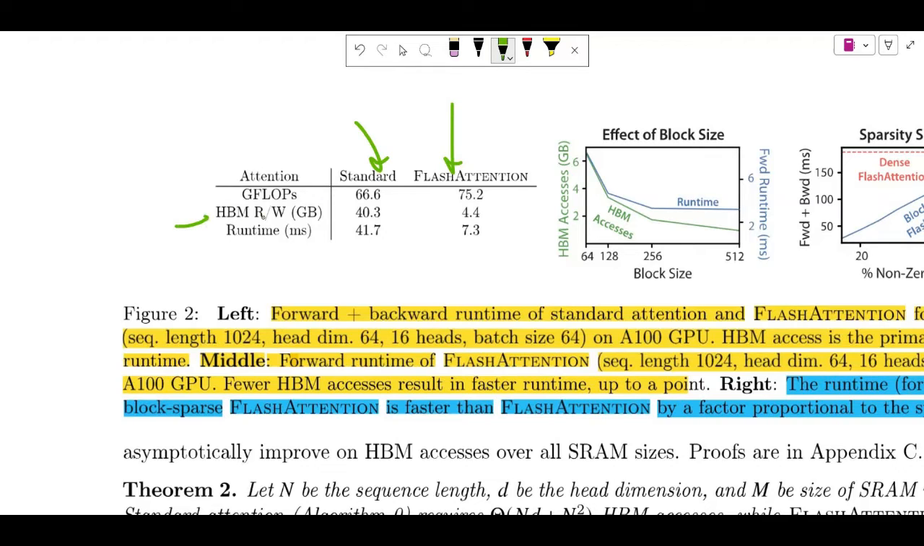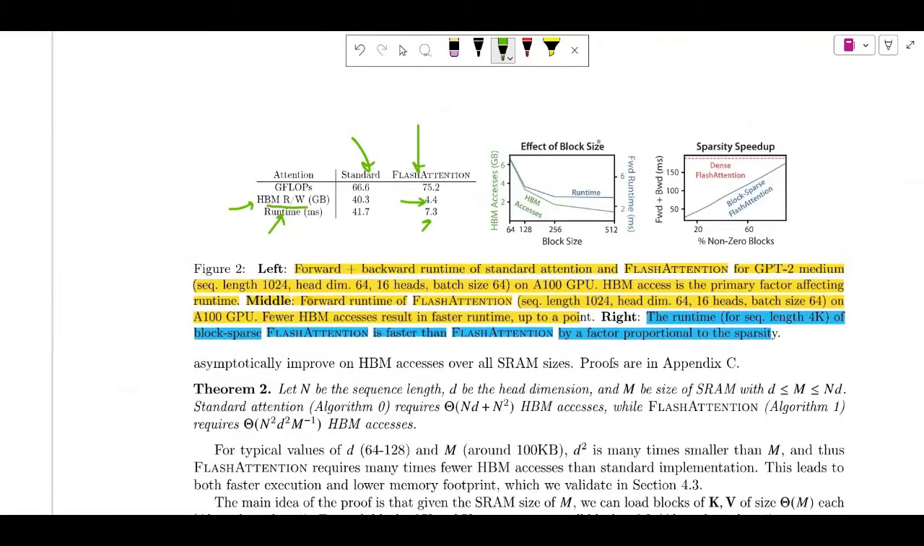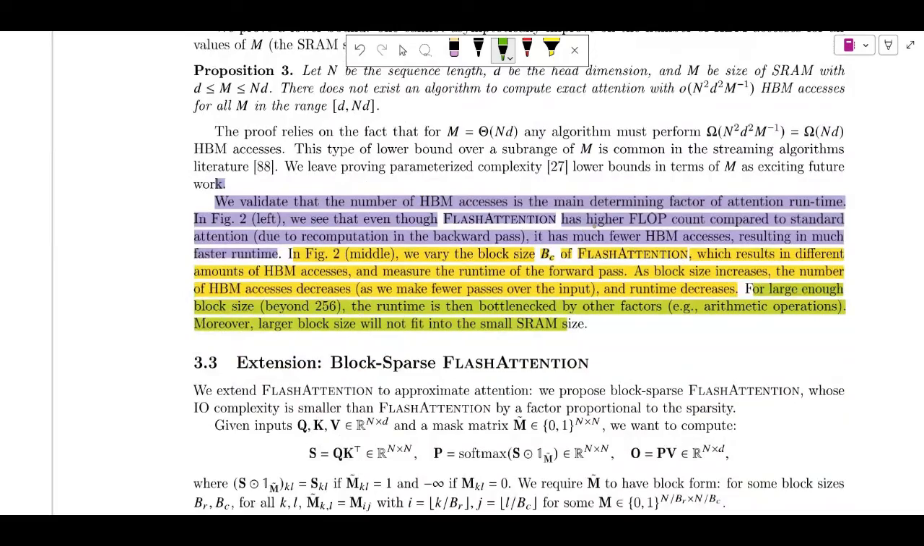However, the HBM accesses, the HBM reads and writes, are significantly less. This is the memory thing which you're accessing, and this is the main bottleneck. So if we are doing fewer memory accesses in flash attention, it is faster, which can be seen in the runtime, which is the wall clock time. The runtime of flash attention is significantly less compared to standard attention. So yeah, this is cool. Next, in this figure, they look at the effect of the block size on the speedup.